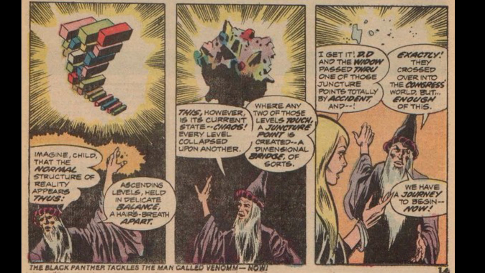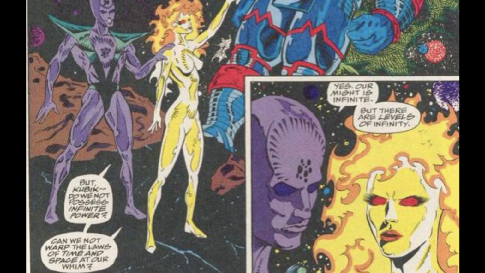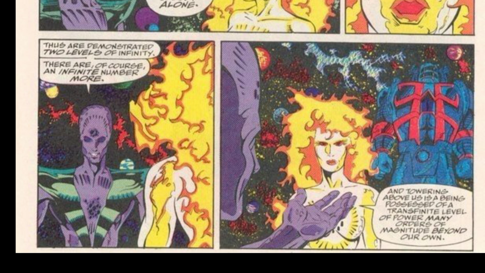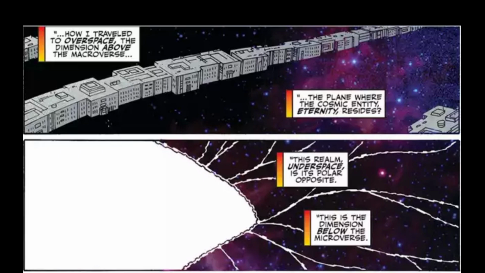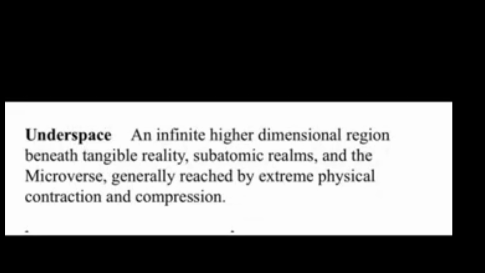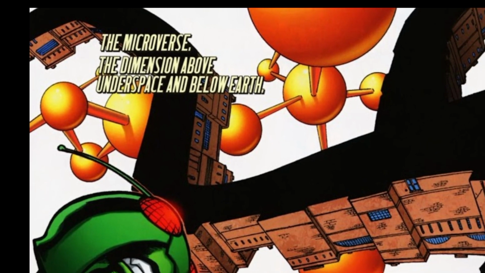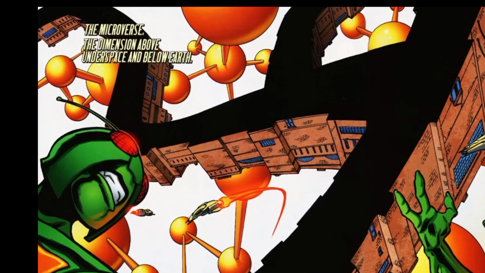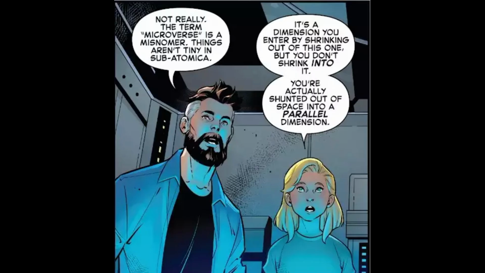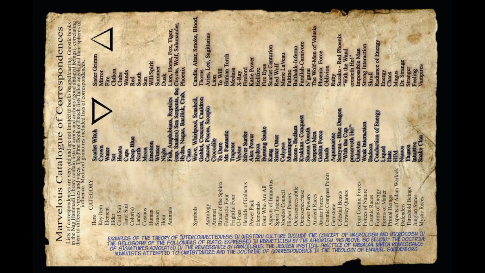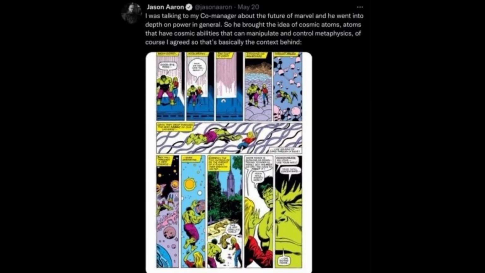Now these levels of the reality are ascending levels, meaning they are higher than the previous level, and we know that the reality works on the levels of infinity, meaning that the gap between each layer is a higher infinity. In these infinite planes, the lowest plane is the underspace, which exists below the microverse. The underspace is an infinite higher dimensional region. Above the underspace is the microverse, which many people think exists within the subatomic realms of Marvel, but actually the microverse is a parallel dimension to our own universe, an infinitely small realm which is accessed through extreme shrinking. The microverse is Neoplatonic and it controls metaphysics.